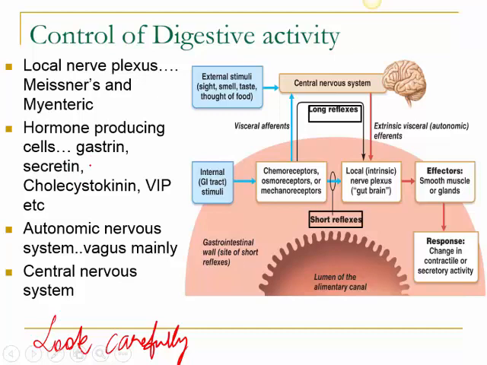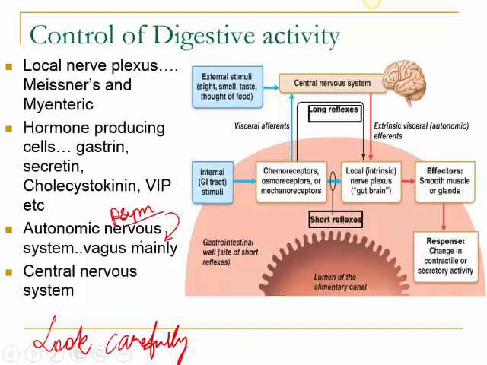They produce various hormones like gastrin, secretin, and cholecystokinin. We'll look at which area produces what. VIP stands for vasoactive intestinal peptide. There are many more hormones, but we'll only look at these 3 more important ones. Then the autonomic nervous system influences these 2 plexuses, so it becomes really important. In the digestive system, it's the parasympathetic system which is very important. Vagus belongs to the parasympathetic system, or the parasympathetic system travels with the vagus.